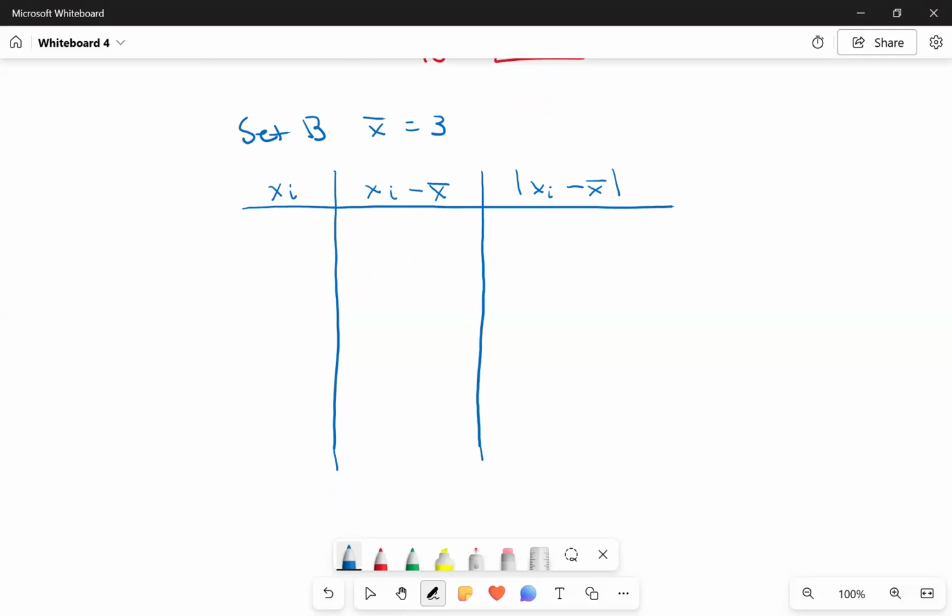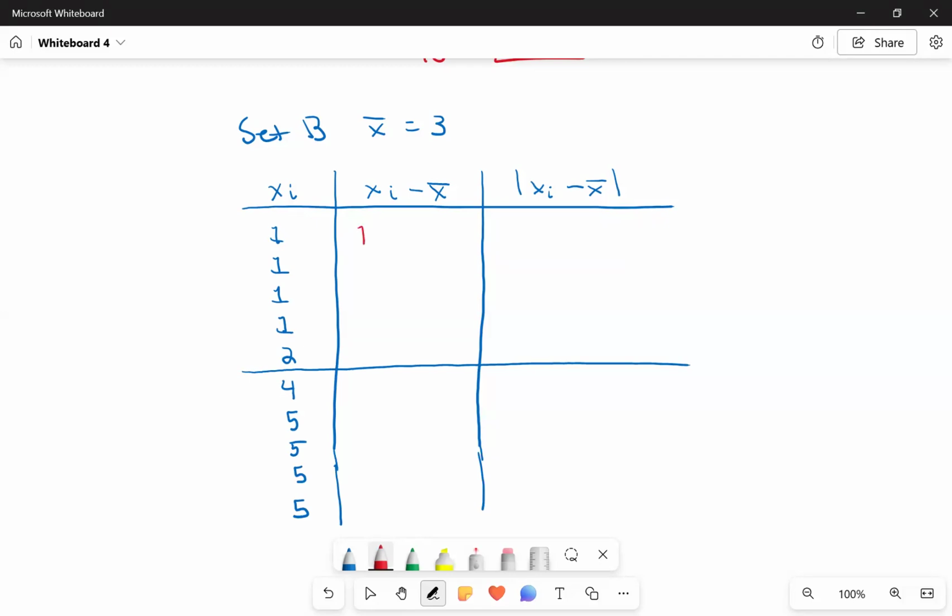For X sub i, for set B, it was 4 ones, 1, 2, 3, 4. Then we had a 2, then we had a 4, and then we had 4 5s. So 1, 2, 3, 4. Okay, there we go. Again, I'm going to draw the halfway mark just so I can use it for my visualization here. Okay, so I'm subtracting 3 from each of these.